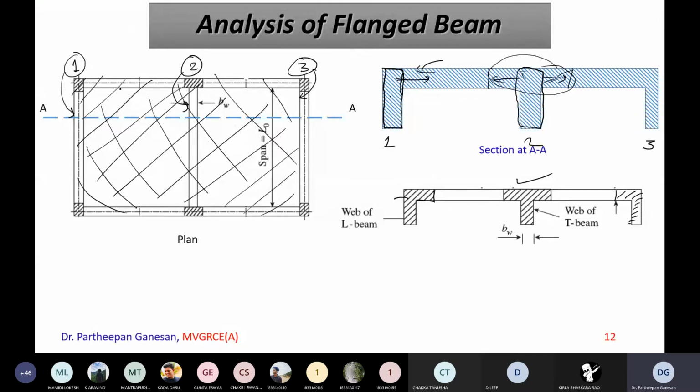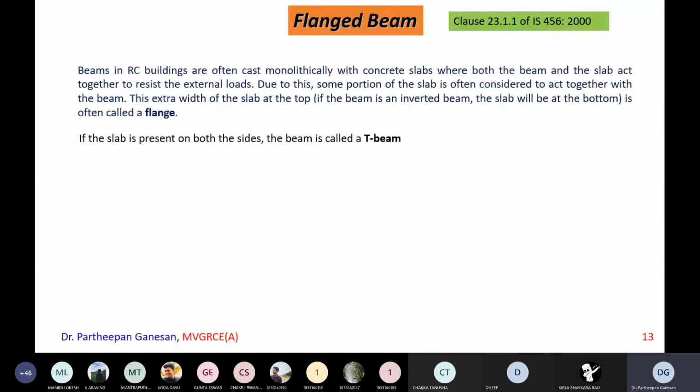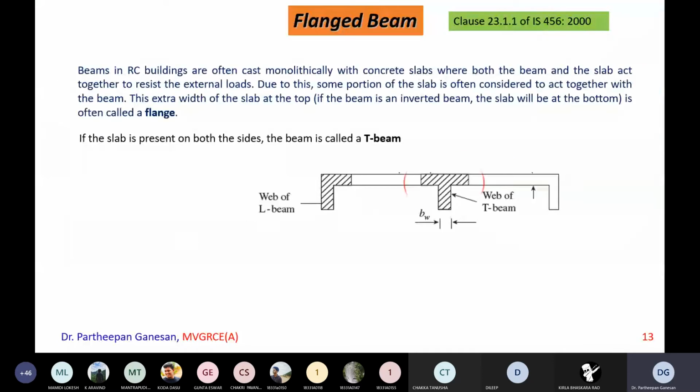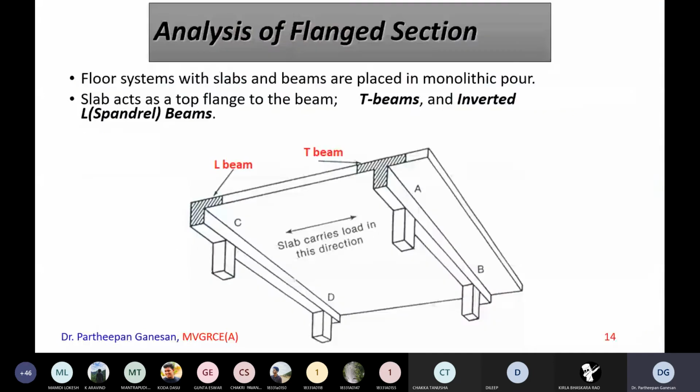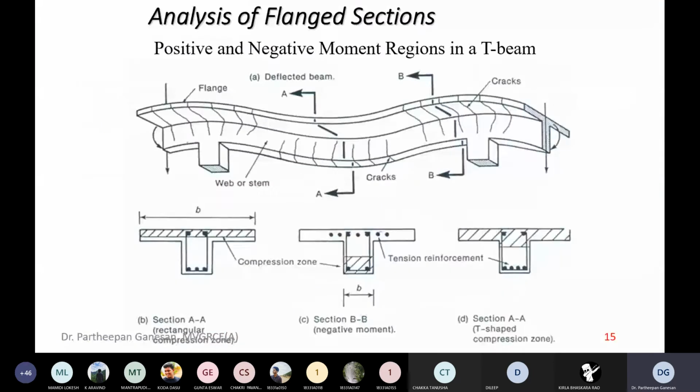Suppose you have 2 more beams running like this, now obviously you will have here one beam, here another beam. So this also will be a T beam, this also will be a T beam. Okay. Now you should know the definition of, as I told you, T beam, L beam and all. This is no problem.